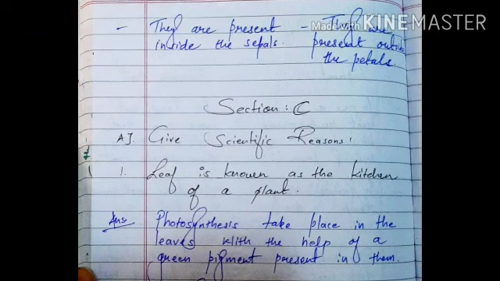Third point is they are present inside the sepals. And the last point is they are present outside the petals. Now talk about section C, give scientific reason.